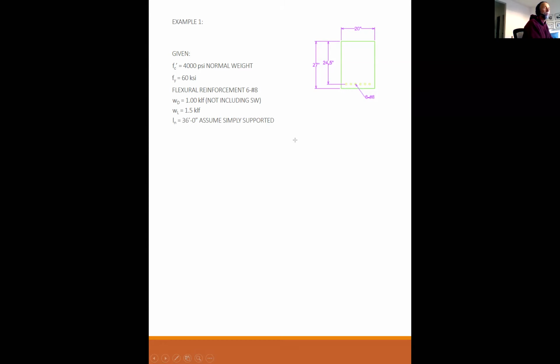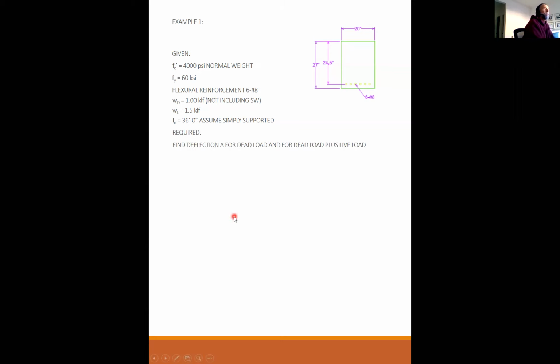Simply supported has a very specific meaning whenever I say that. That means that this beam is supported by pins and rollers at the very ends and is spanning in between them. And that tells you how you can calculate the deflections, and it tells you how you can calculate the moments.